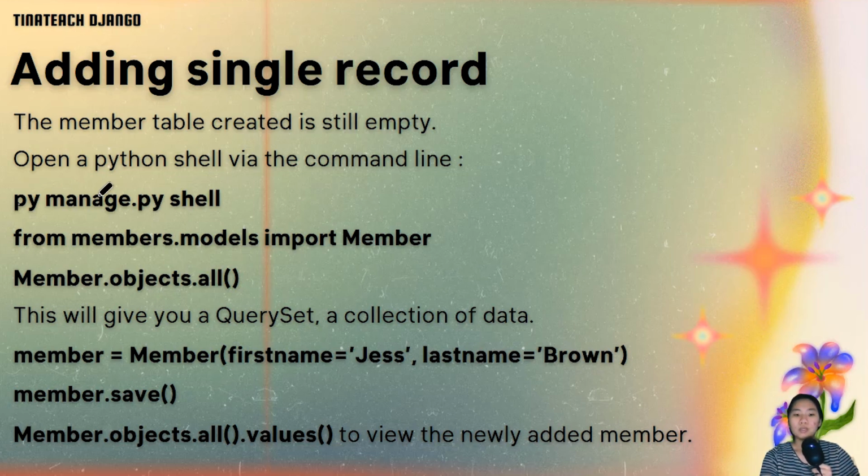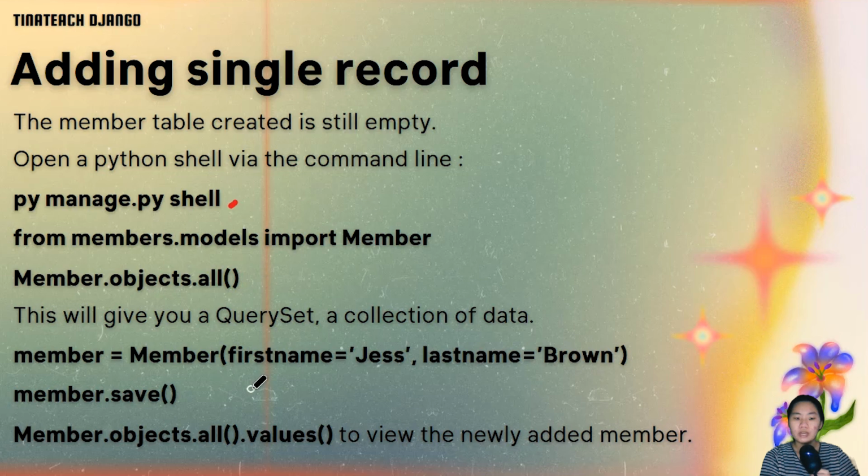So first off, open a Python shell via the command line with py manage.py shell. Obviously, for this one, you have to be in the folder, right? In your command line, cd and then the route to navigate to your Django project folder that contains this manage.py file. Otherwise, it's going to return an error. And then from members.models import Member, Member.objects.all(). This line right here is going to give you a queryset, basically a list, a collection of data.